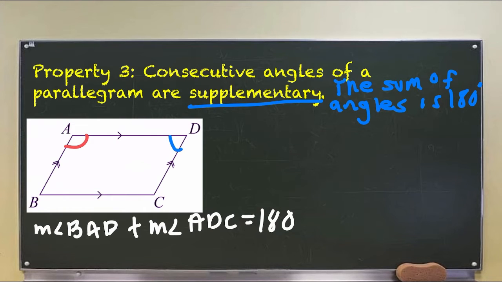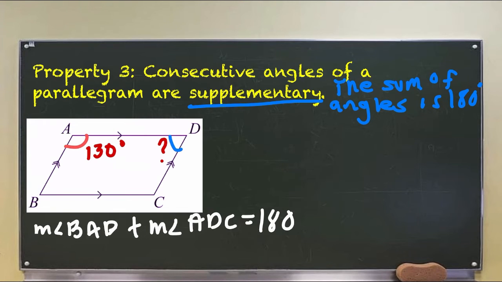So, kapag may binigay akong or may binigay na given, halimbawa na ang A ay 130 degrees. Paano natin masasagot ang angle D? Madali lang. Gagamitin natin ang property 3. The consecutive angles of a parallelogram are supplementary. Or, again, supplementary means the sum of the angles is 180.